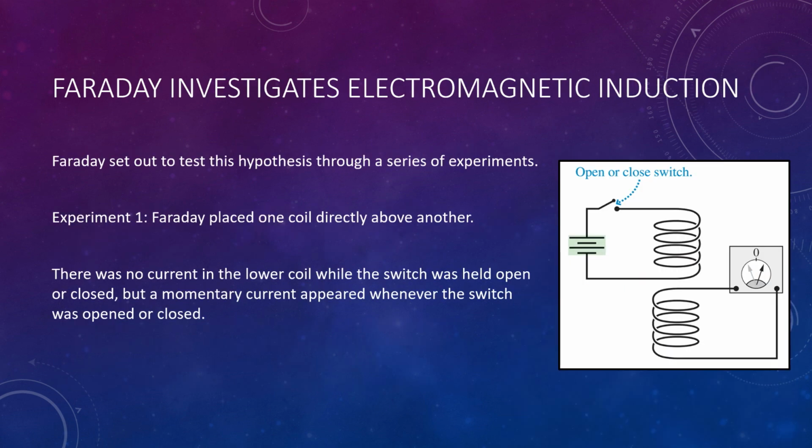So the first thing he did was he placed one coil connected to a battery with a switch directly on top of another. Notice that the other one doesn't have any battery or anything. He was just seeing if we could get a current in this one due to the other circuit. So what he found was that there was no current in that lower circuit while the switch was held open or kept closed. But, again, there was a momentary current that appeared whenever the switch was being opened or being closed. So just for a second, as the switch was being closed or opened, you would get a current.